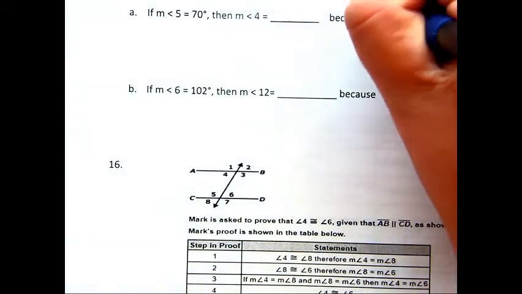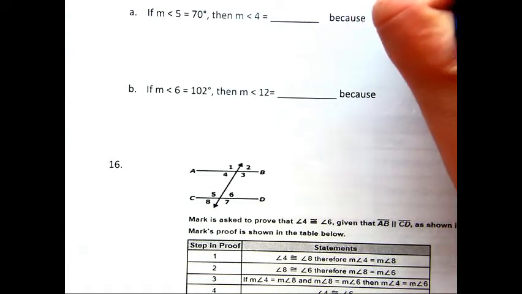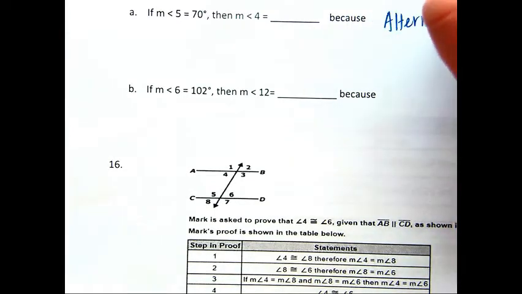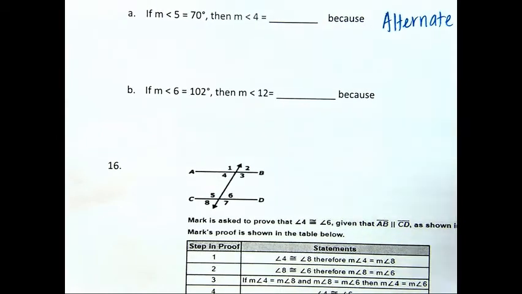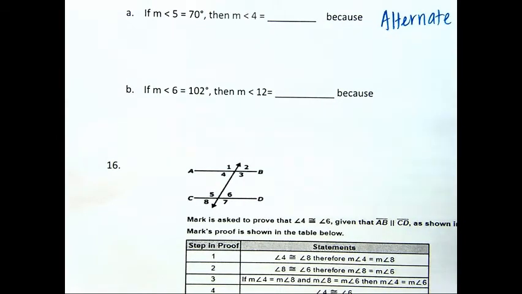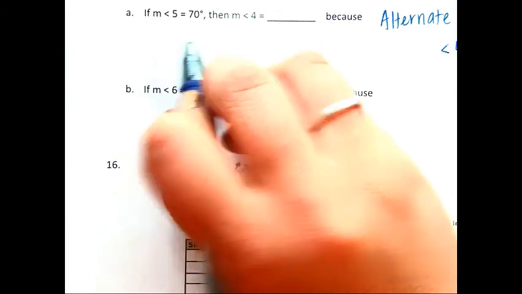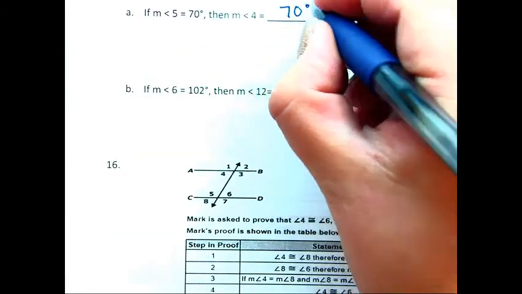So alternate exterior angles theorem. The theorem says if those lines are parallel and M and N are parallel, then 4 and 5 are going to be congruent. So angle 4 is going to be congruent to angle 5. So if angle 5 is 70, angle 4 is also going to be 70.